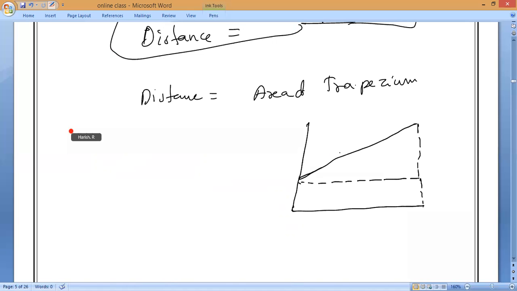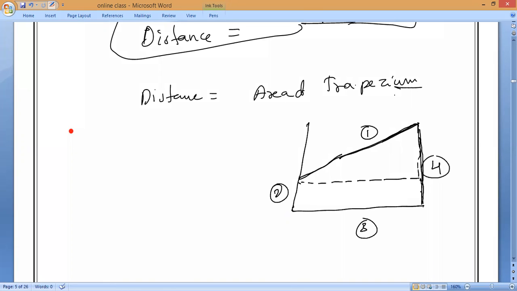If you want to find the distance, then this is one side, this is the second side, this is the third side, this is the fourth side. So 4 sides. What is the shape we used to call? Everybody, what is the shape we used to call? Trapezium. Understanding? So, trapezium.